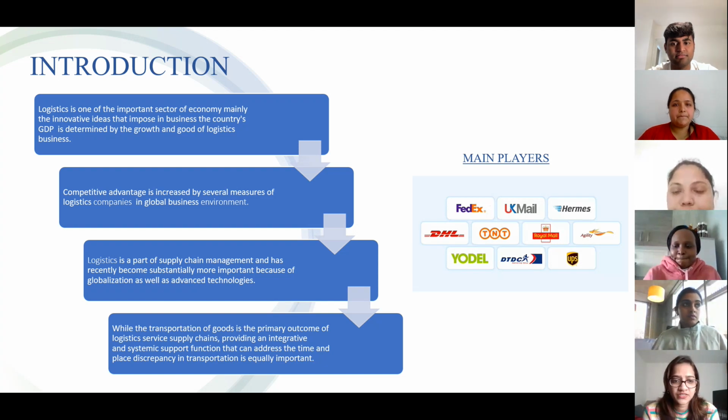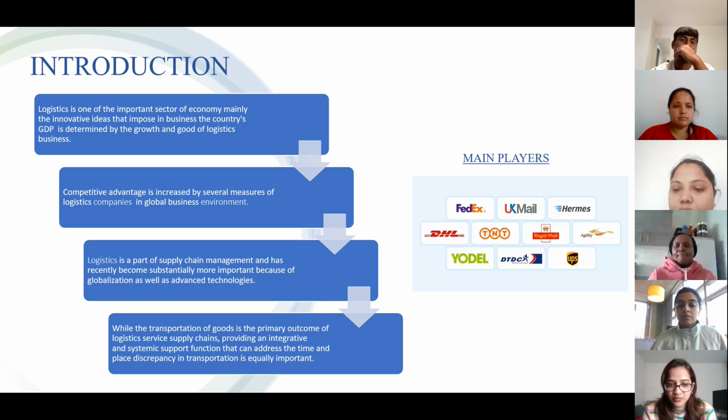When coming to the competitive advantage, it has increased by several measures of logistic companies in this business environment. Logistic is a part of supply chain management and has recently become substantially more important because of globalization as well as advanced technologies. While the transportation of goods is the primary outcome of logistic service supply chains, providing an integrative and systematic support function that can address the time and place discrepancies in transportation is equally important.